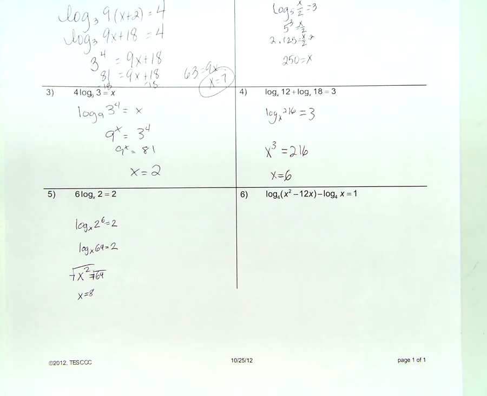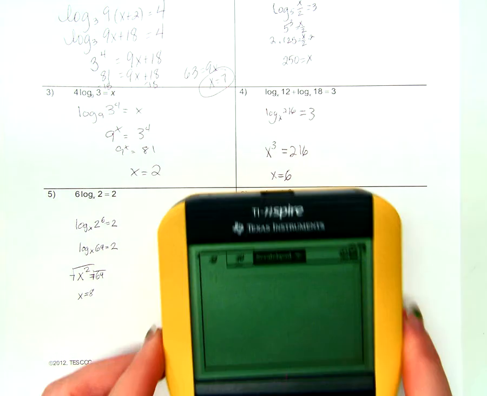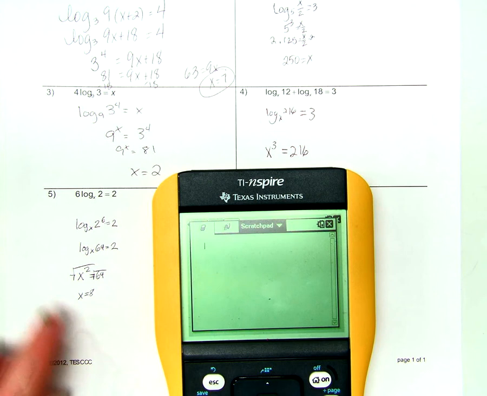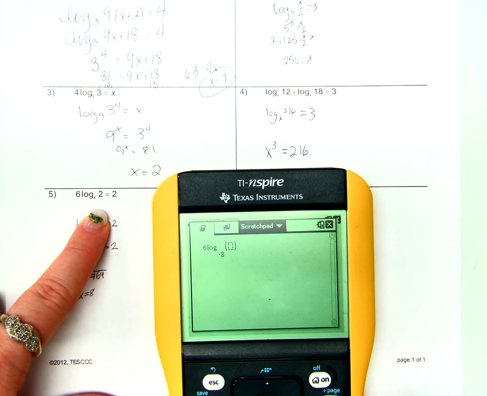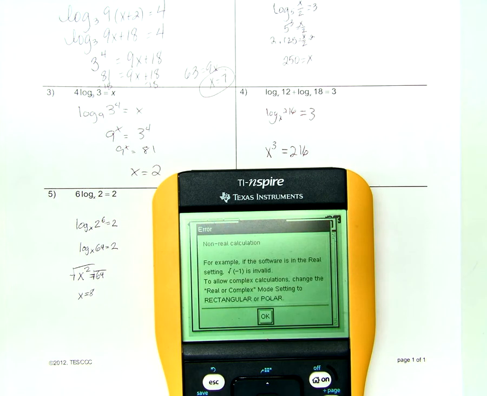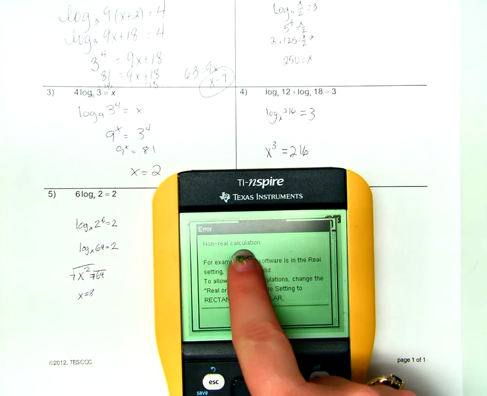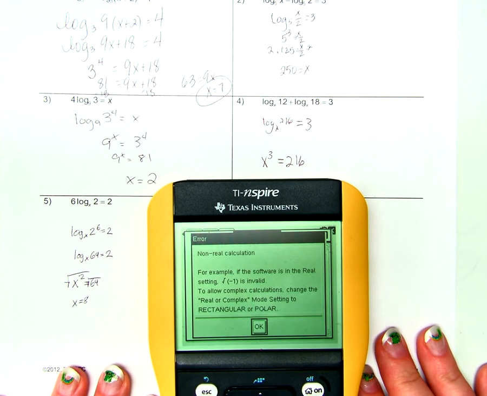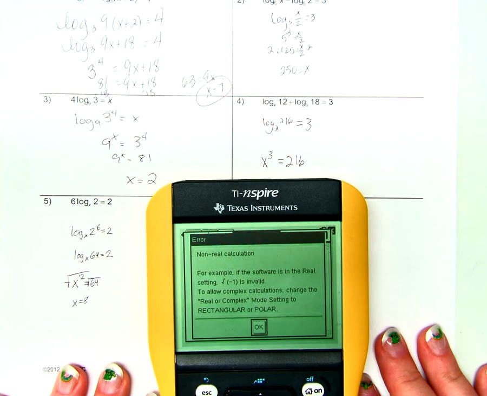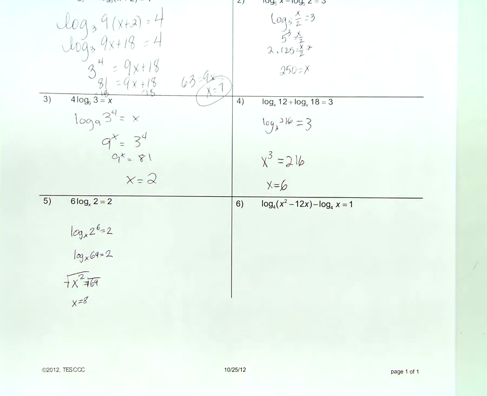Okay. Watch what happens. When you graph it, it says error? Yeah. Watch what happens when I check it that way. When I say 6 log of negative x of 2. Non-real calculation. So can you do it? Yes. Is it a real number answer? No. Okay? And so at this point in our Algebra 2 lessons, we're not going there. Okay?